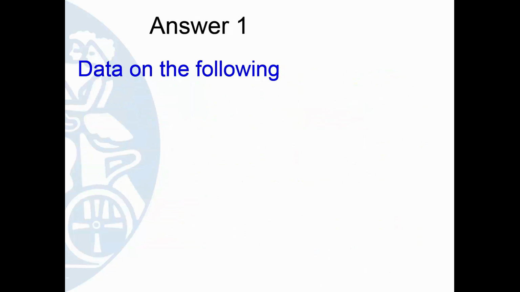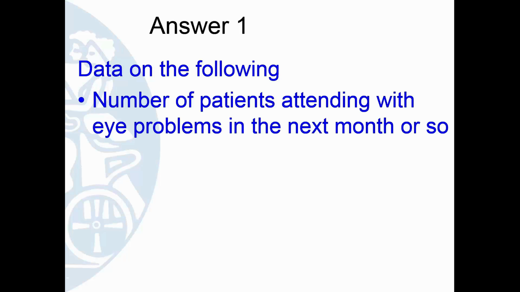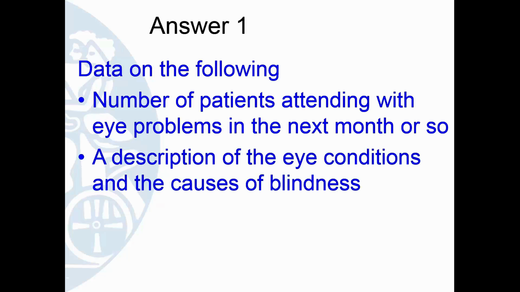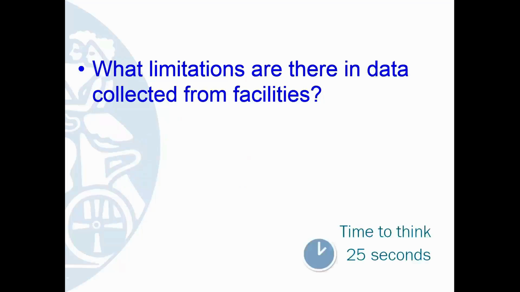Well, what the doctor could provide very quickly and easily is information on the number of eye patients who've come to the hospital over the last month or so, and what eye problems they had, whether they were blind or whether they had other eye conditions. So this is called facility-based data. But there are great limitations to the data that are collected from facilities. And I just want you to think about why that might be.